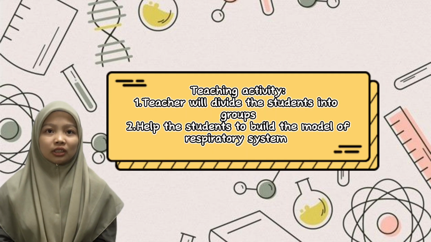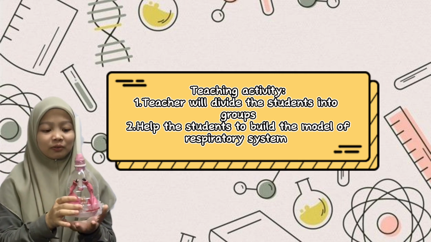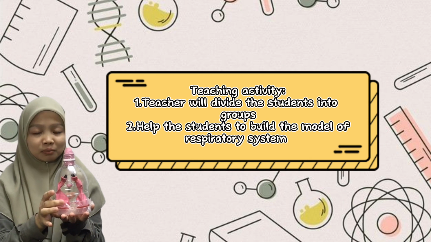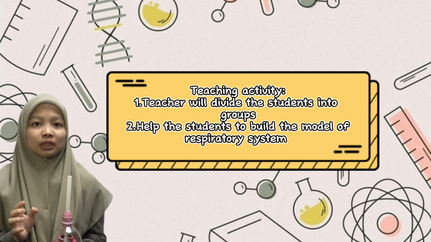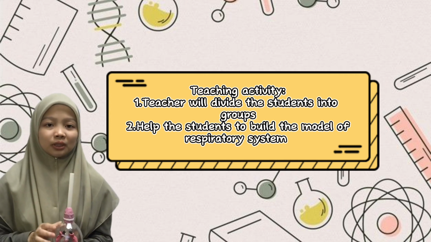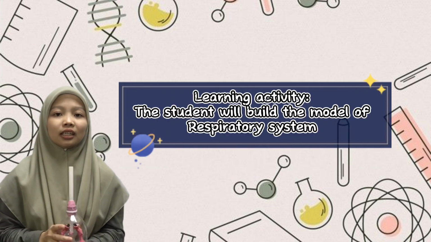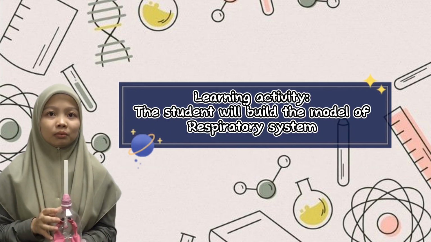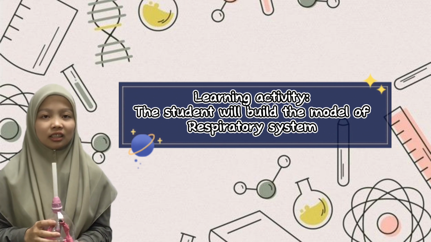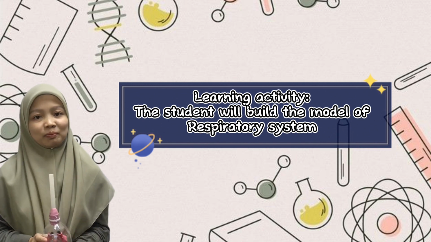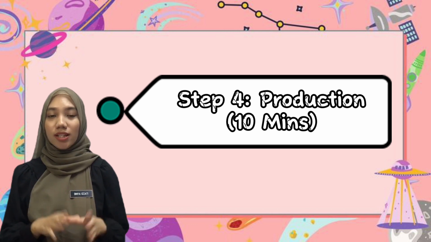We will divide the students into groups, and this is an example of the respiratory system model. We will help the students to build the model of the respiratory system. Then the students will build the model for the respiratory system and relate it to the concept. That's all for this. So the next step is production.